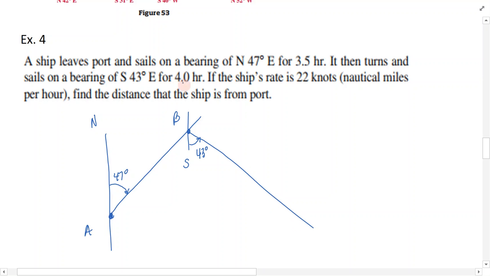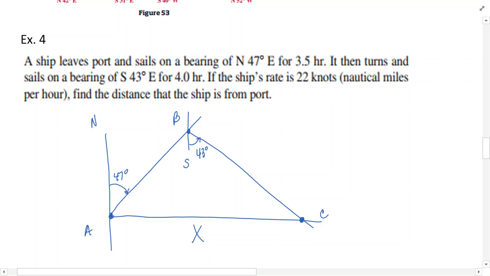Now we know that it travels for 4 hours, and so all we know is that it's down here. This is some C. That's as far as we've got. We want to know, after that 4-hour length of time, how far is the ship from the port. So I'm going to draw a line. This is what we want to solve for.